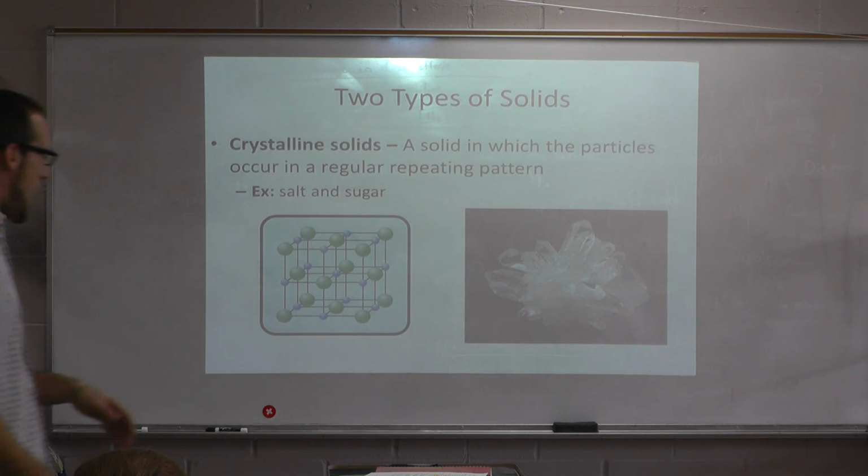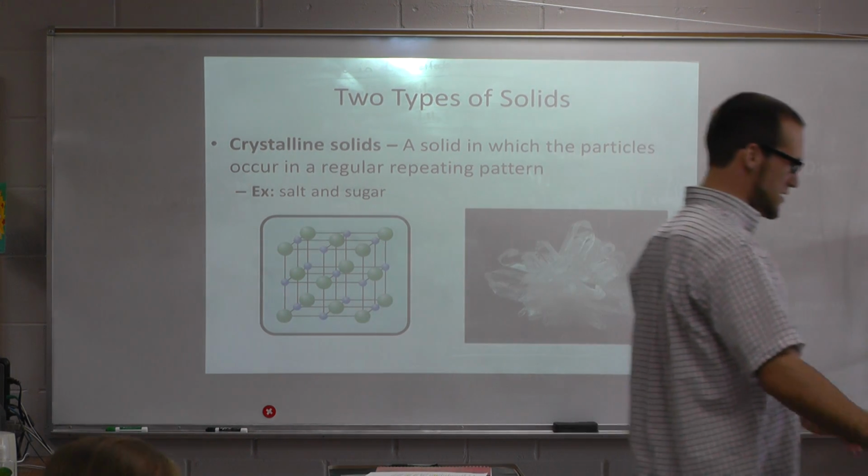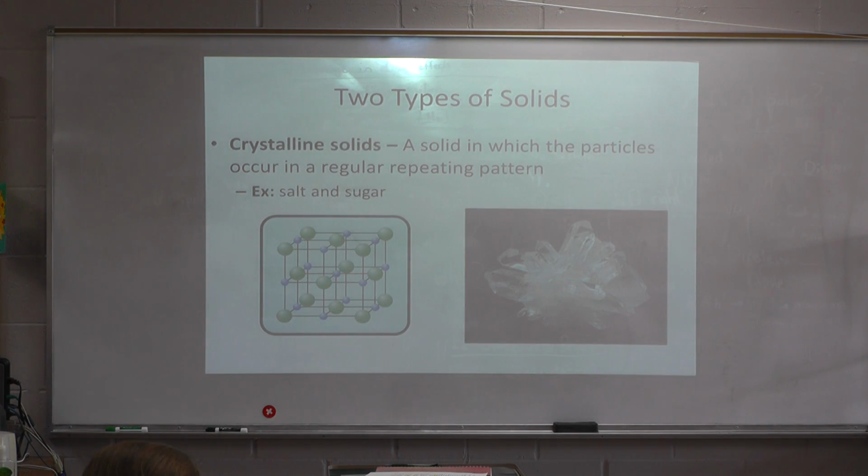All right, here we go. We're going to talk about two types of solids. The crystal version and then a different type of solid. A crystalline solid is where the particles that make up that solid have a nice repeatable pattern, and all of the bonds are the same length and same distance.